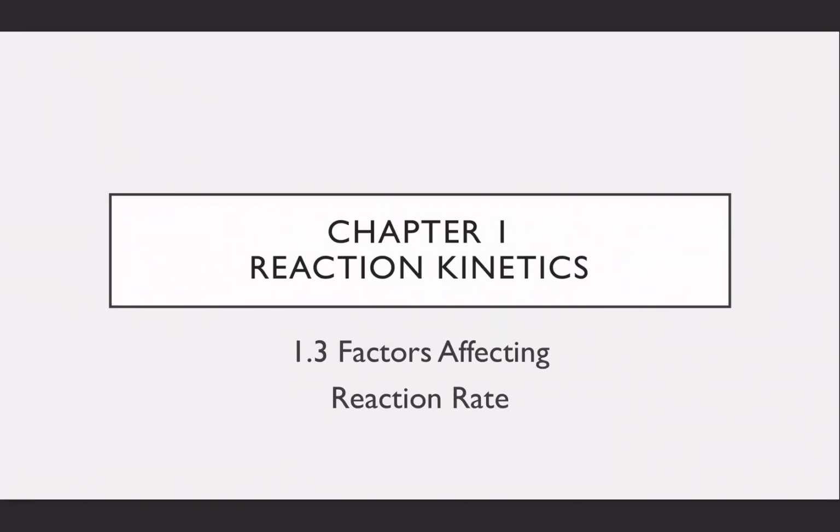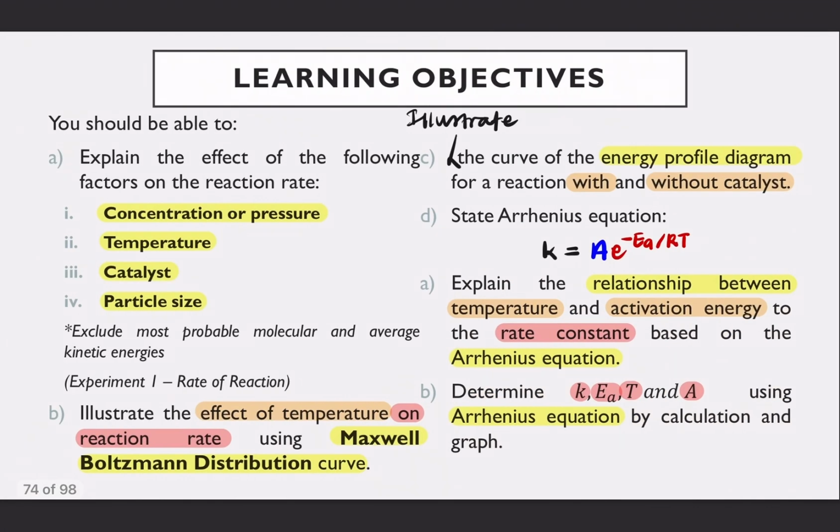Okay, so finally we are going to learn 1.3, factors affecting reaction rate. Our learning objectives will be to explain the effect of the following factors on the reaction rate. Does it slow your reaction or make it faster when we vary it? Then we're going to illustrate the effect of temperature on reaction rate using the Maxwell-Boltzmann distribution curve. And then we're going to draw the curve of the energy profile diagram for a reaction with and without catalyst.